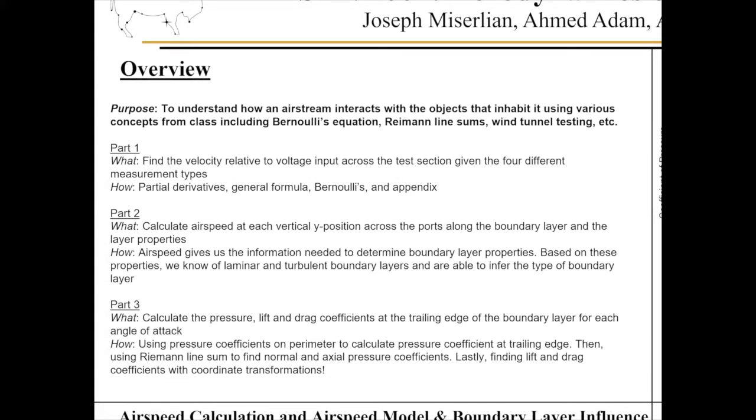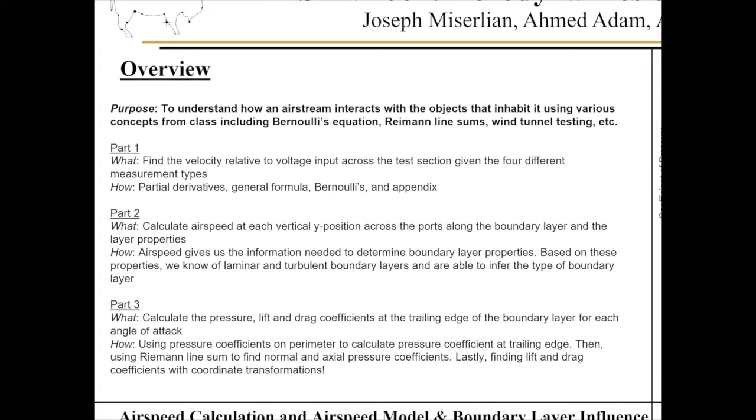Next, we were asked to calculate the airspeed at each vertical Y position across the ports along the boundary layer. This gives us the necessary information to calculate the boundary layer thickness, type, and velocity at its edge. These properties suggest which type of boundary layer it is. For example, we know the turbulent flow diverges much more aggressively.